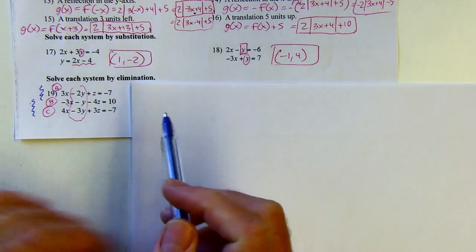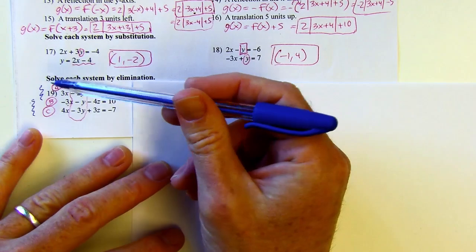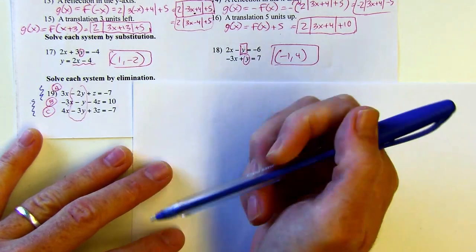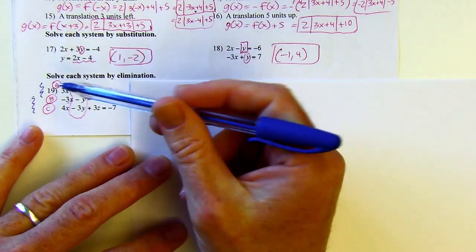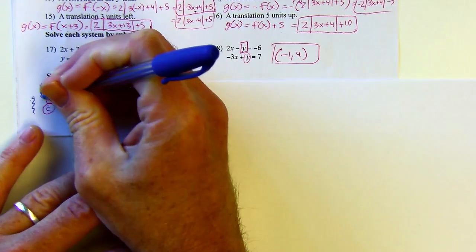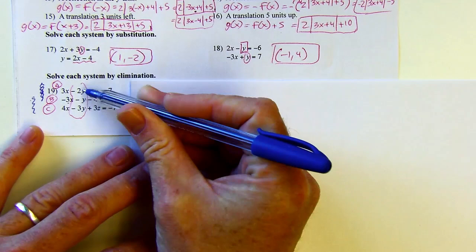Okay, so looking at those, what I want to do is pick a pair of the equations. I've labeled these equations A, B, and C. It's a lot easier to keep track of your work if you label them like that. So I'm going to use A and B first. That's why I have this little squiggly here. I'm going to try to eliminate the y's.